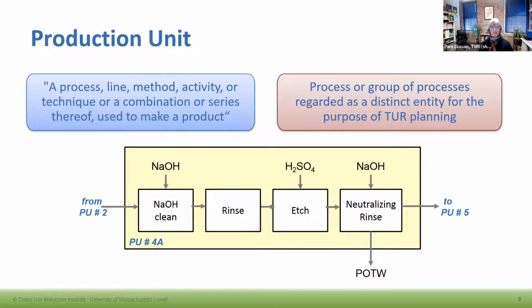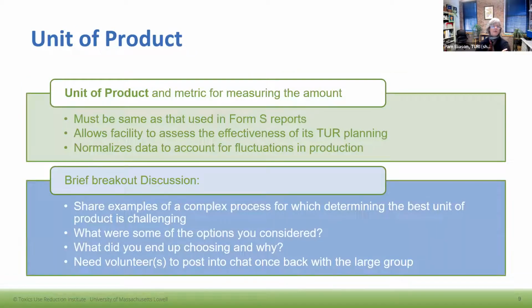So the production unit itself is considered a distinct entity within your toxics use reduction planning. For this hypothetical, it looks like there's at least 3 production units that would need to have all of the elements laid out for it. But again, process characterization is a production unit level activity within toxic use reduction planning. So unit of product. Unit of product is an important aspect of what we do, right? It's that metric that we use to measure how much toxic use reduction we're achieving. It needs to be the same as the unit of product that you are using in your Form S reporting every year.